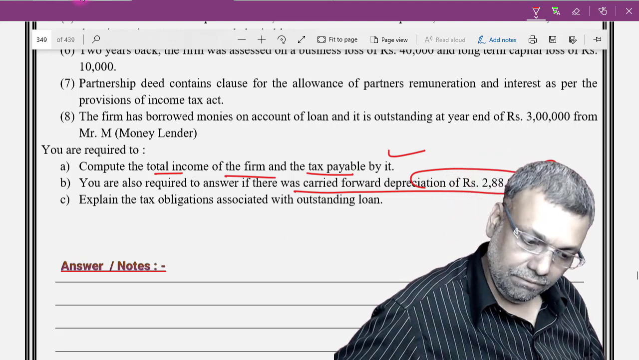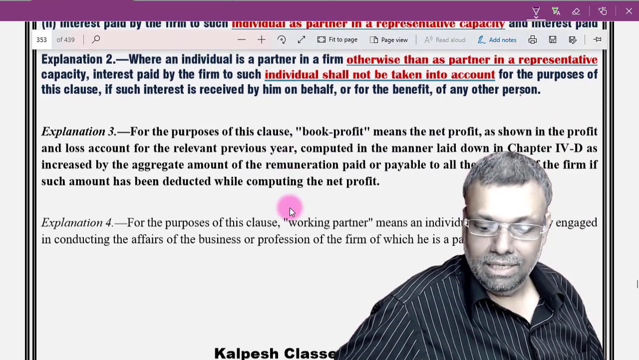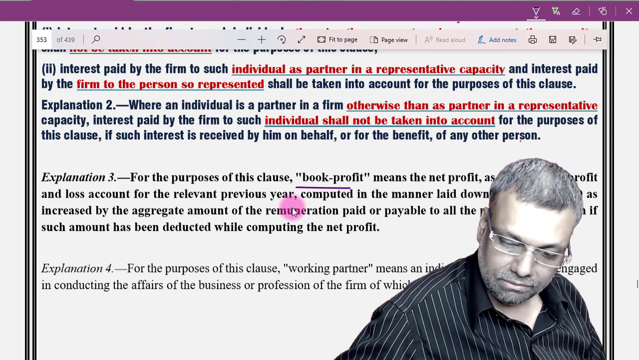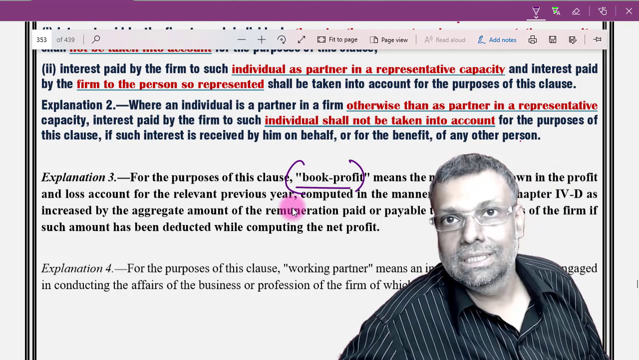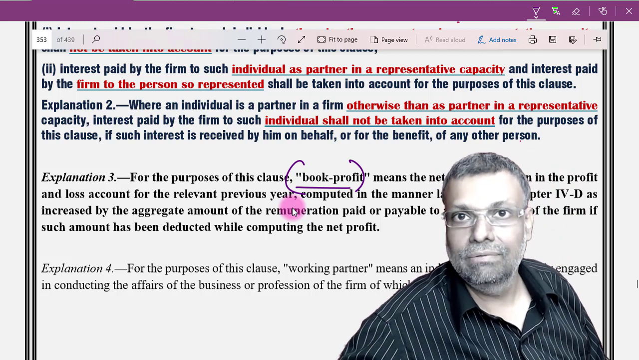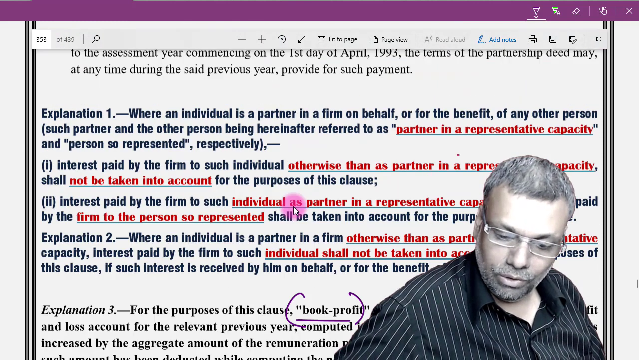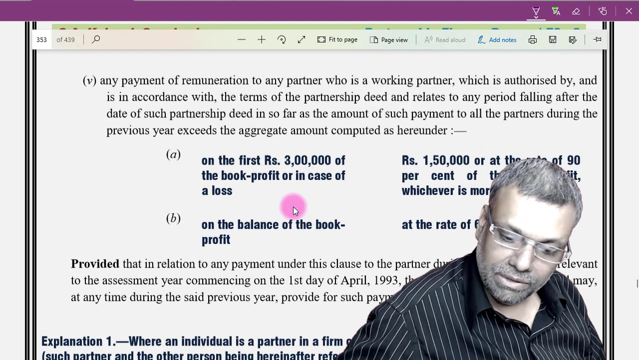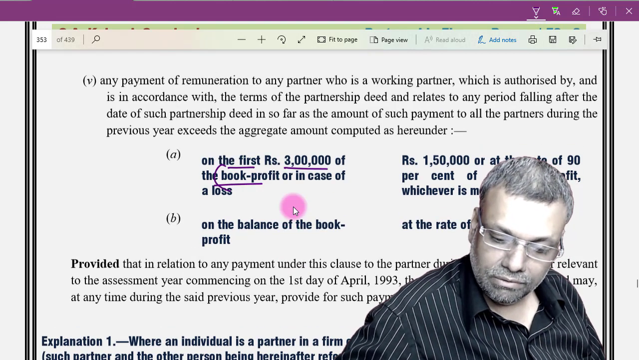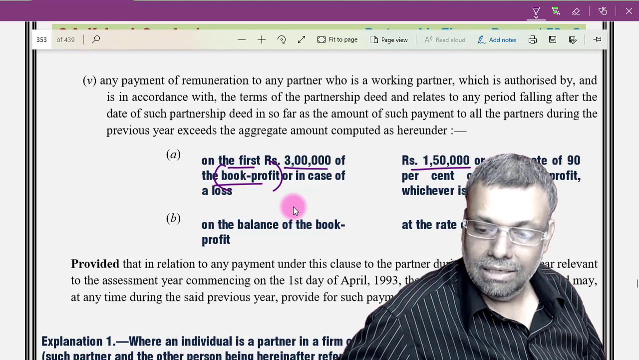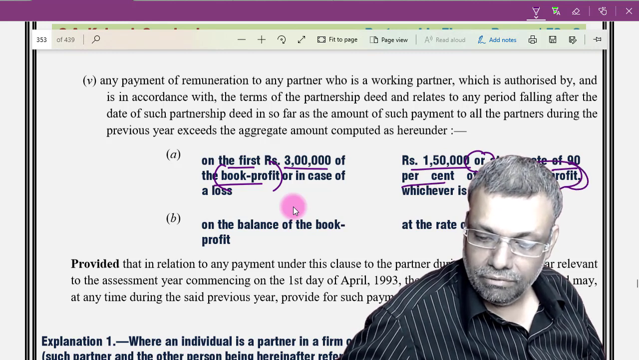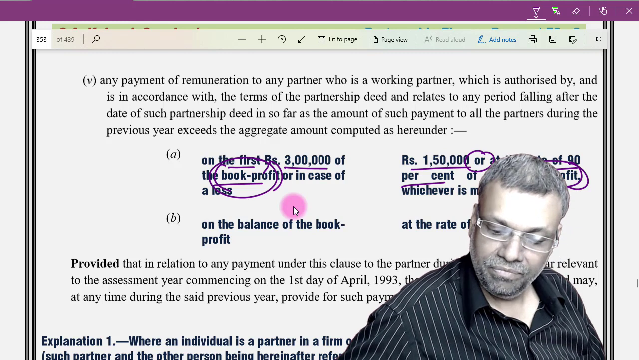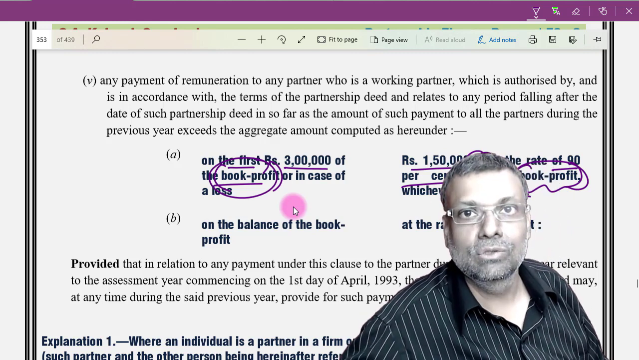For this purpose, first of all you need to understand the definition of the term book profits, based on which you are doing all this calculation of the partners' remuneration. So after the interest adjustment, you are doing the remuneration adjustment. If you see all these limits you are calculating, on the first 3 lakh rupees of the book profits, 1,50,000 or 90% of the book profits, everywhere it is referring to book profits, because the entire calculation is based on book profits.